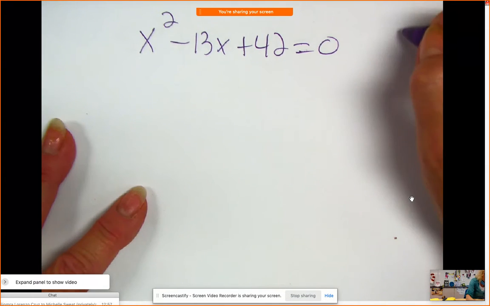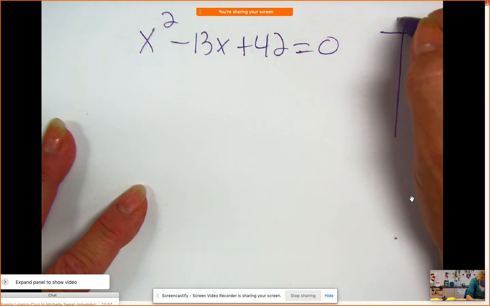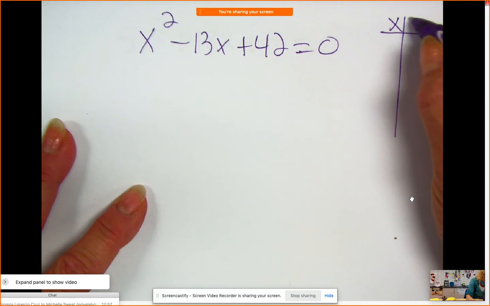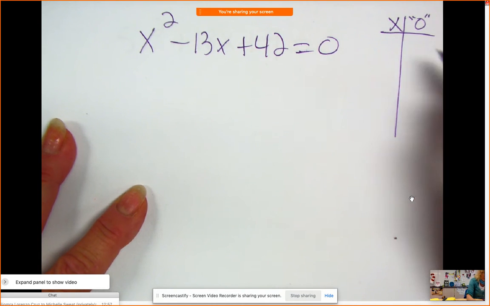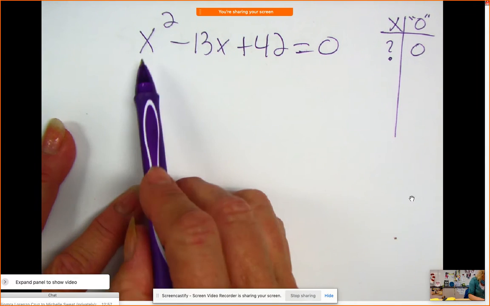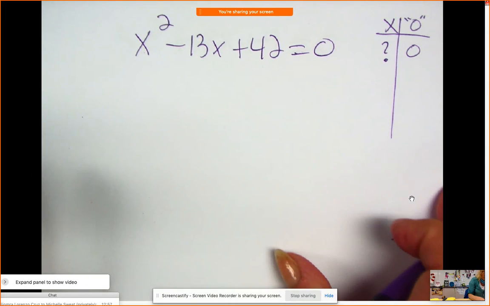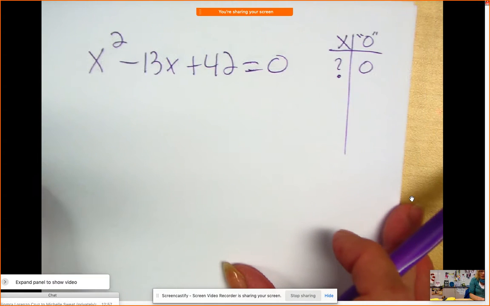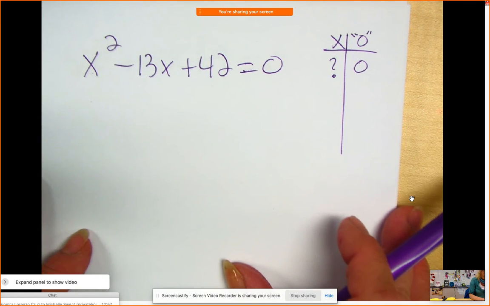It's kind of saying, hey, here's a table of values, and when I put in x, I want to get out, in this case, 0. So they want to know what value of x you can put in there and get out a 0. Okay, that's what they're asking. So the way you're going to find that out is we're going to solve this by factoring.